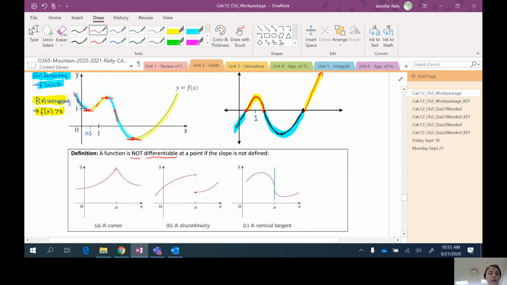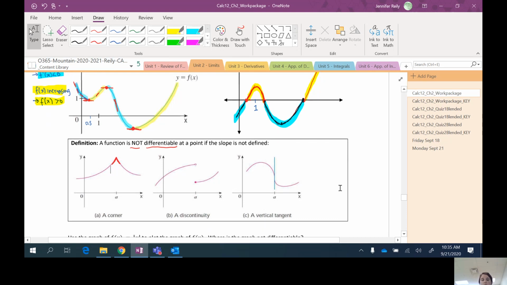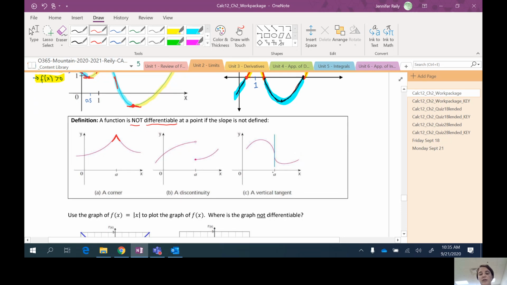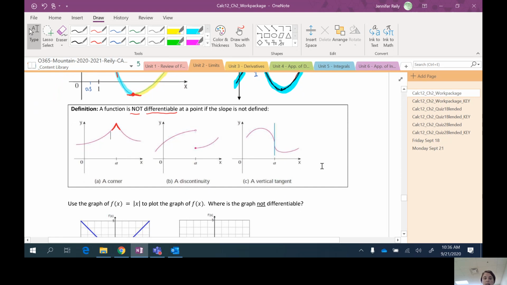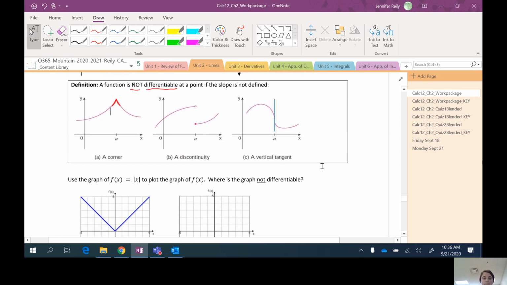A corner. When you have a sharp corner, there's no way to draw the tangent line. So the slope of the tangent line, you can't say what it is at that corner point. Okay. Discontinuity, so a jump has no slope at the jump point because, again, you can't draw a tangent line since you don't know whether to draw it from the left or from the right. And the third time when you do not have a defined slope is when you have a vertical tangent line. That's because slopes of vertical lines are undefined. So those are the 3 times when you would not have a derivative at a certain point.